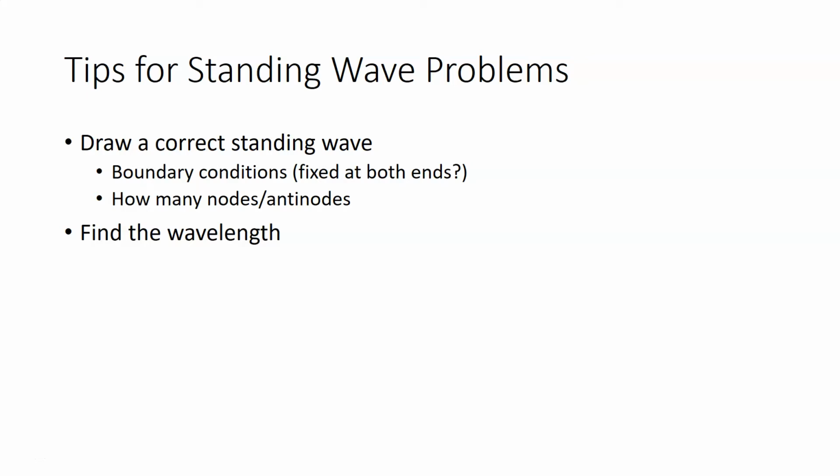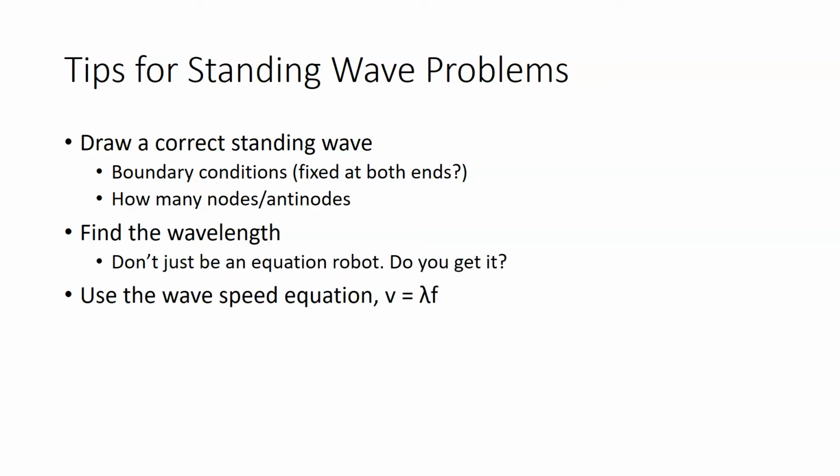How do you find the wavelength? Well, you're usually going to use an equation. After you use an equation, though, like if you're doing 2L over n, look at your drawing. Does the answer you came up with make sense? Can you identify how many half wavelengths or even how many whole wavelengths are in there, and does it make sense? Don't just be an equation robot. Do you fundamentally understand what's going on?